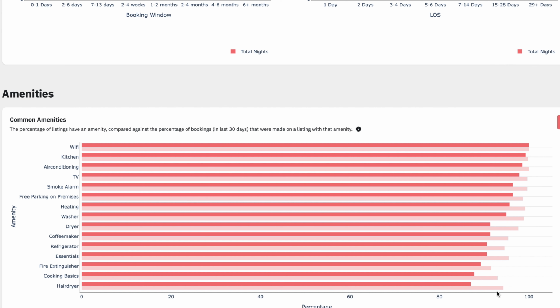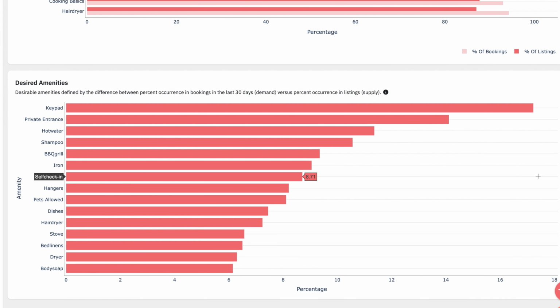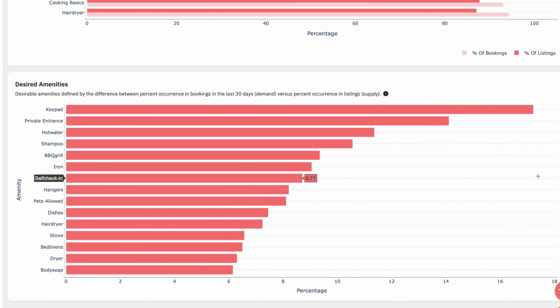Everyone has Wi-Fi. People like having a hairdryer. And looking through this list, I have everything. So nothing really for me to do, I guess. Yay for me. And then desired amenities is really another iteration of that previous graph.